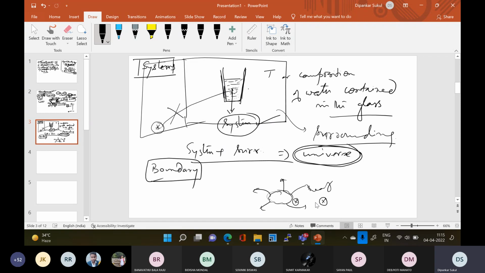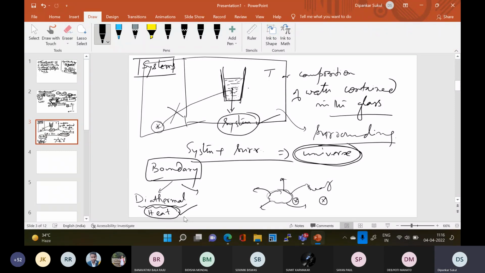Apart from real and imaginary boundaries, a boundary can be a diathermal wall or diathermal boundary. Through a diathermal boundary, heat can pass. Heat is allowed to pass between the system and the surrounding. Simply consider this glass vessel. Through a glass vessel, heat can pass between the system and the surrounding. From the surrounding, heat can go inside. Similarly, from inside, heat can come out. The glass vessel is an example of a diathermal boundary.